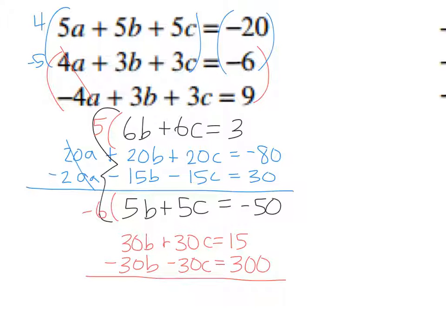Ooh, the b's cancel out and the c's cancel out. So I have 0 equals 315. So you remember that if you have the left-hand side not equal to the right-hand side, after your variables have been canceled out, it's going to be no solution. So what this means is it's three planes that are never intersecting.